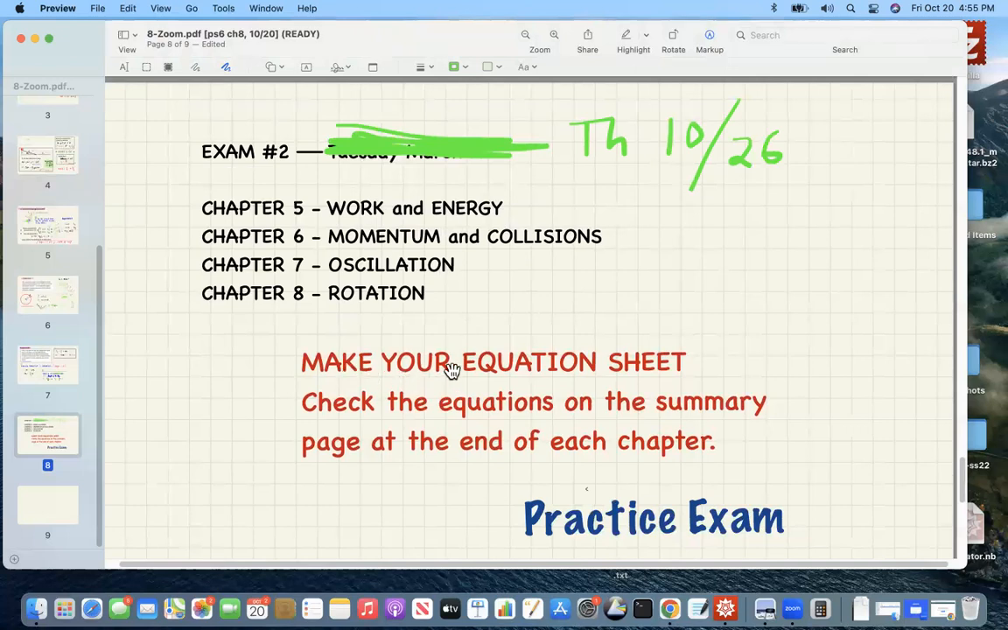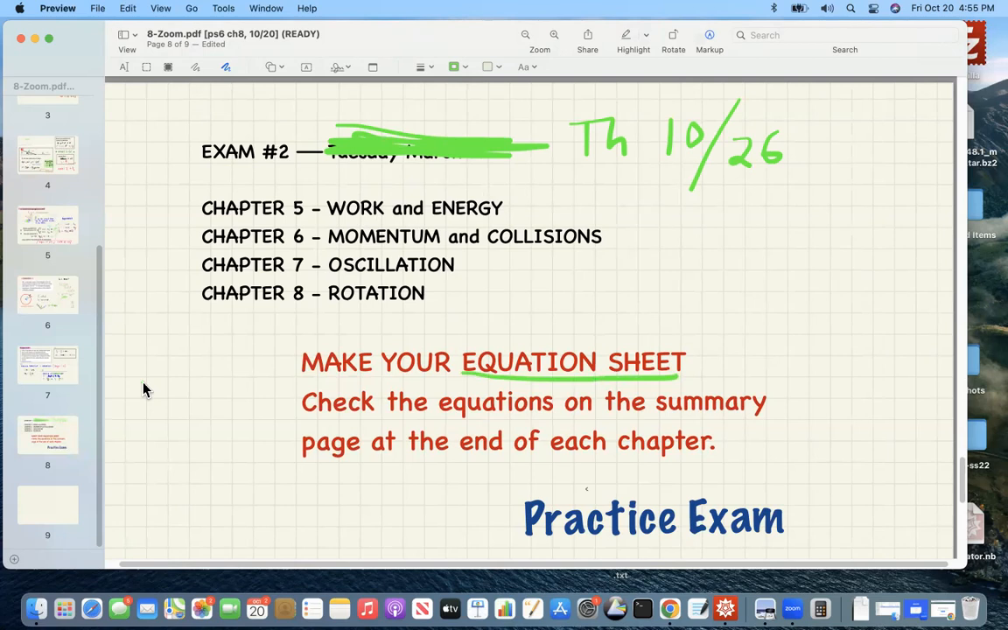You need to prepare an equation sheet. A help sheet that you can refer to during the exam. During the exam, you're allowed to have one sheet of information, any kind of information you want, but probably most of the information you'll write on that are equations, because you're going to have to use equations to do the problems. So make an equation sheet. It should be one page, front and back, handwritten.